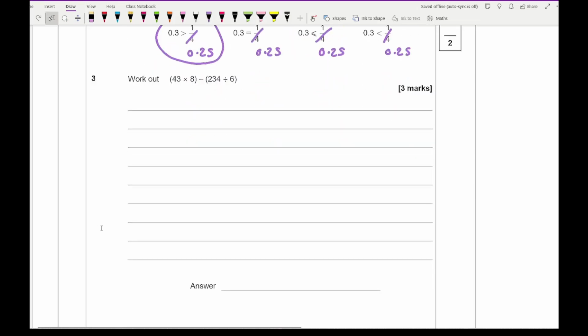Moving on to question three, it says work out 43 times 8 minus 234 divided by 6. Now, although this is a mixture of non-calculator and calculator questions, I personally would say that this is going to be a non-calculator question.